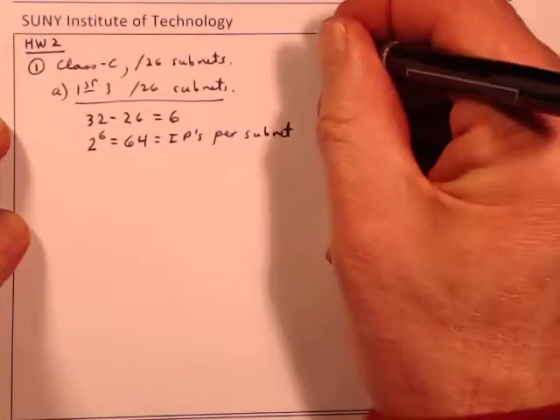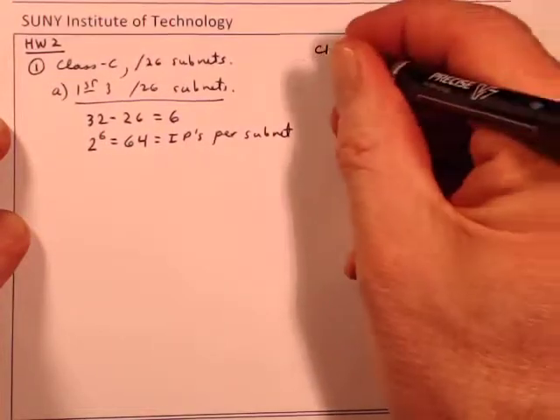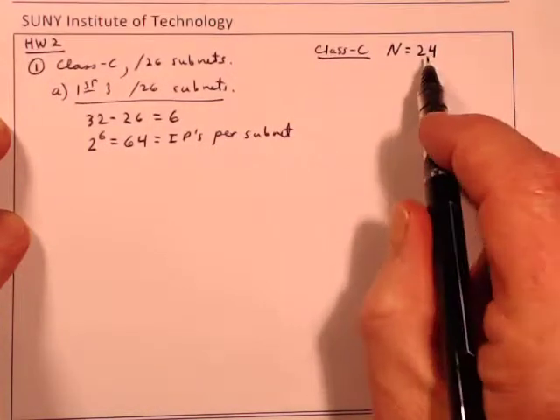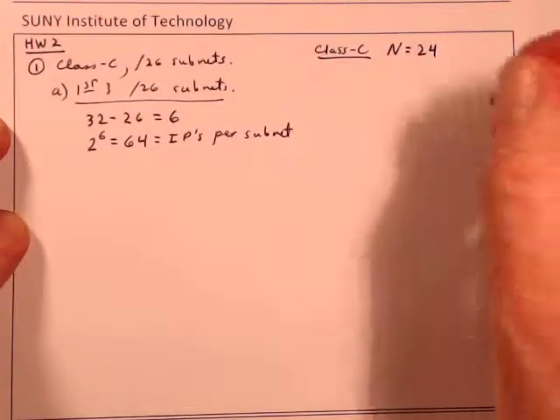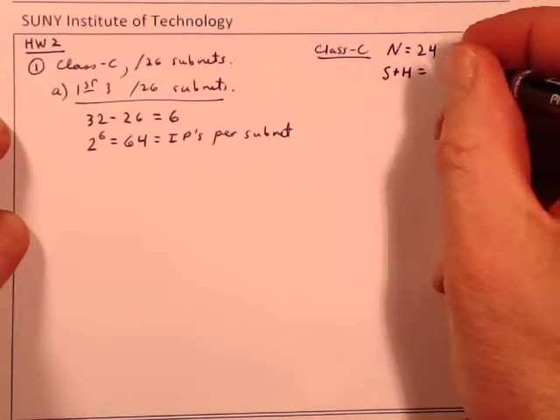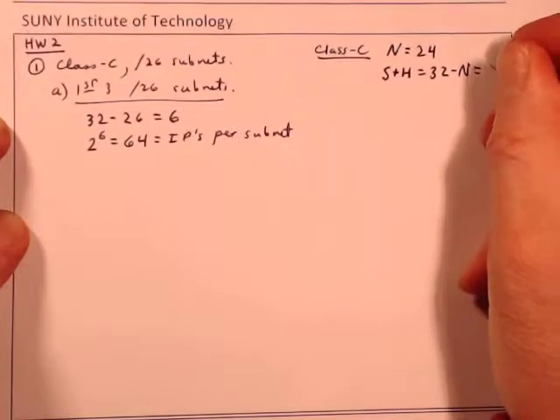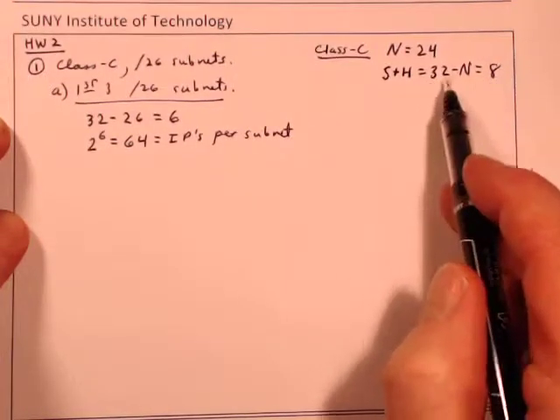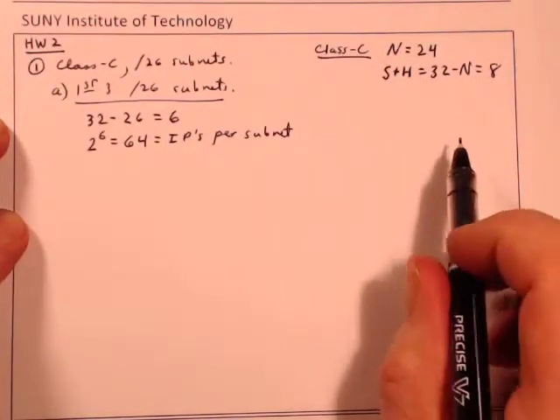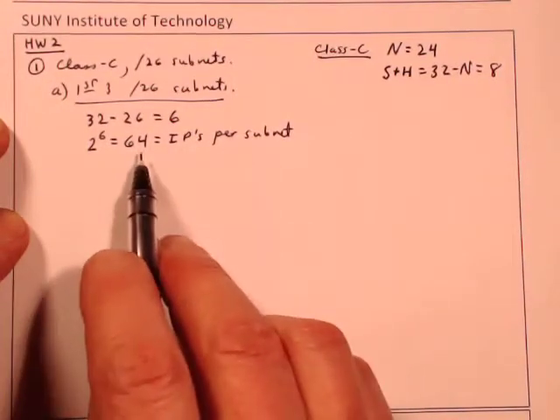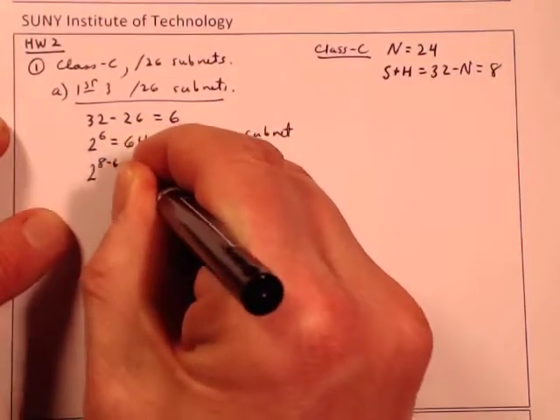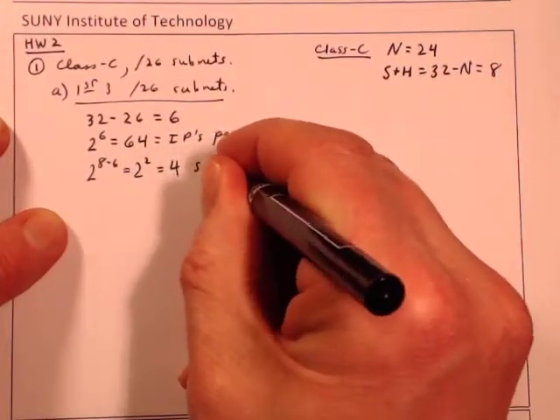addresses to work with. Remember, a Class C means that we have a network number of bits of 24. The number of bits in the network part of the IP address is 24, and S plus H, subnet bits plus host bits, is therefore 32 minus N, or 8. And we have 2 to the 8th, or 256 IP addresses to work with in this Class C network. And if we have 64 per subnet, then we have 4 of these subnets. And you can write 2 to the 8 minus 6, or 2 squared, which is 4 subnets.